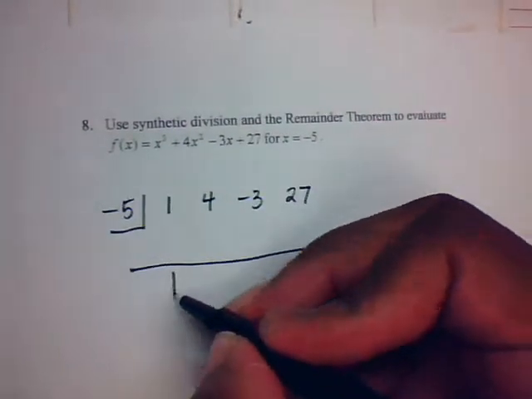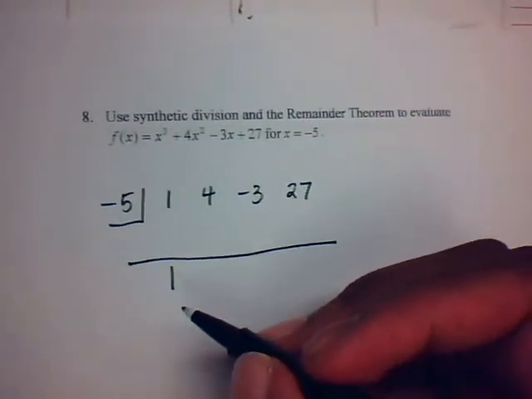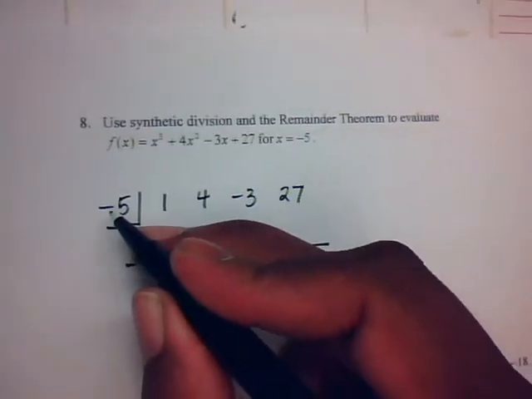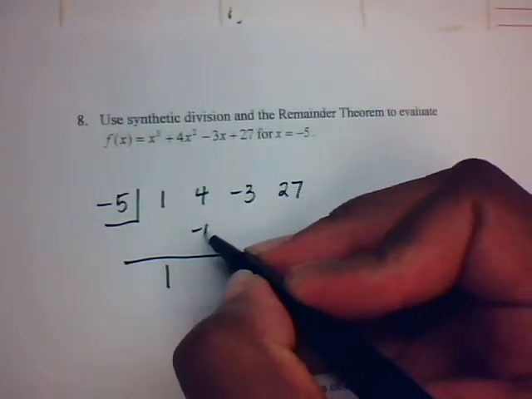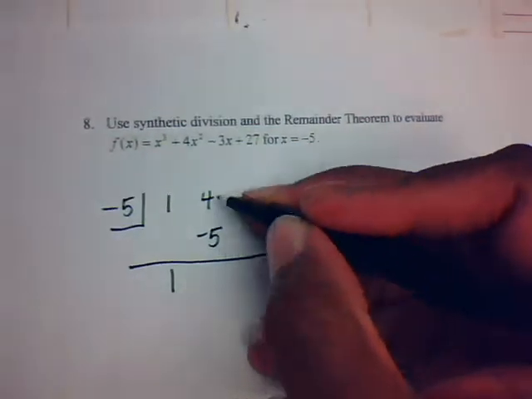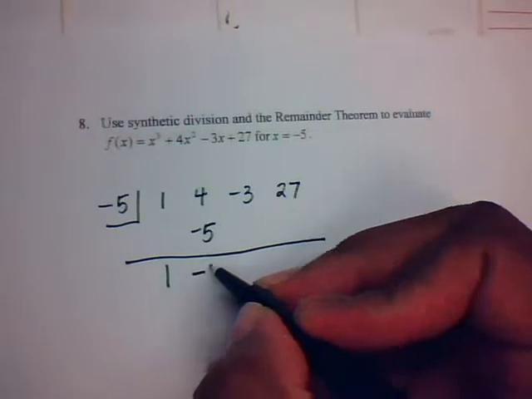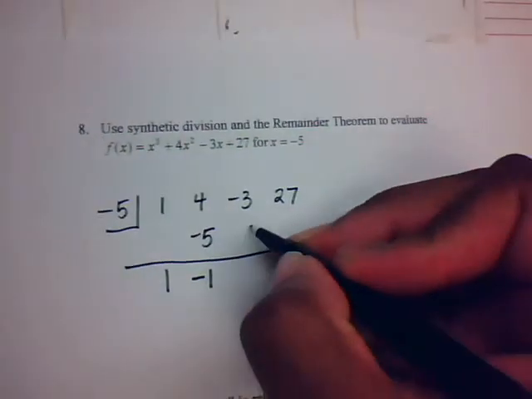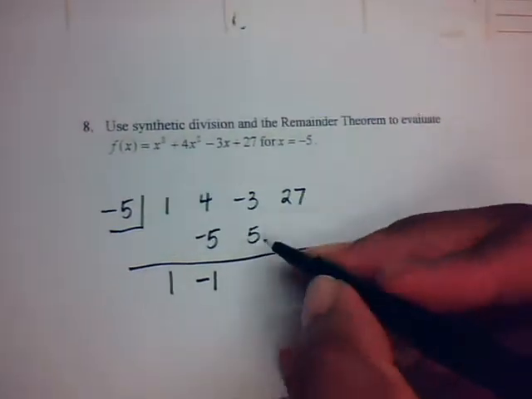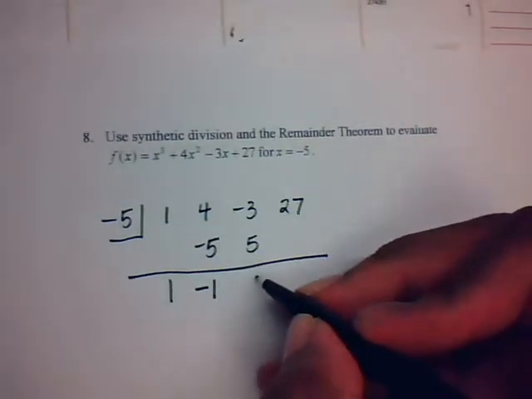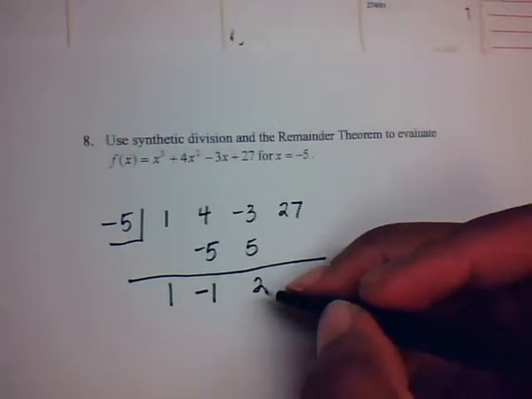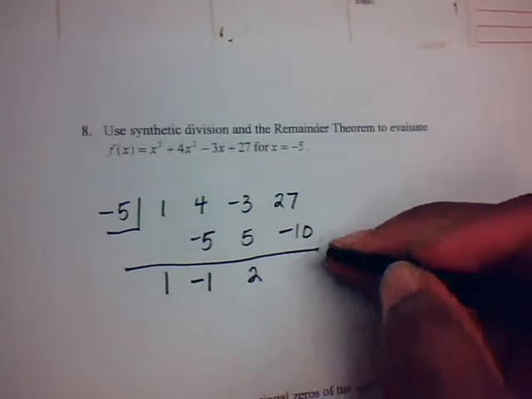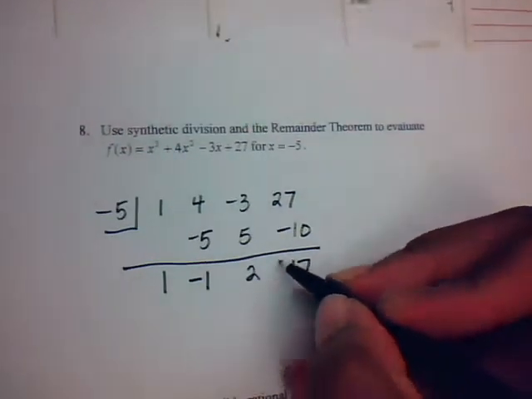We bring down the 1, which is our leading coefficient, in the bottom row. And then we'll do 1 times the divisor of negative 5, which will be negative 5. And then we add negative 4 and negative 5 to get negative 9. And then negative 9 times negative 5 is 45. Then add negative 3 and 45 together, and you're going to get 42. And then 42 times negative 5 will be negative 210. And then add 27 and negative 210 together, and you'll get negative 183.